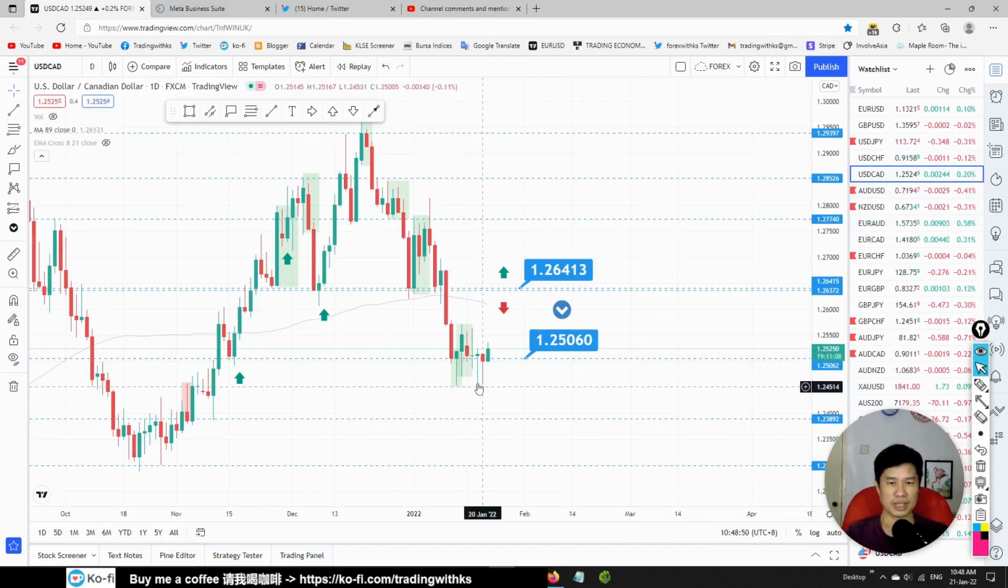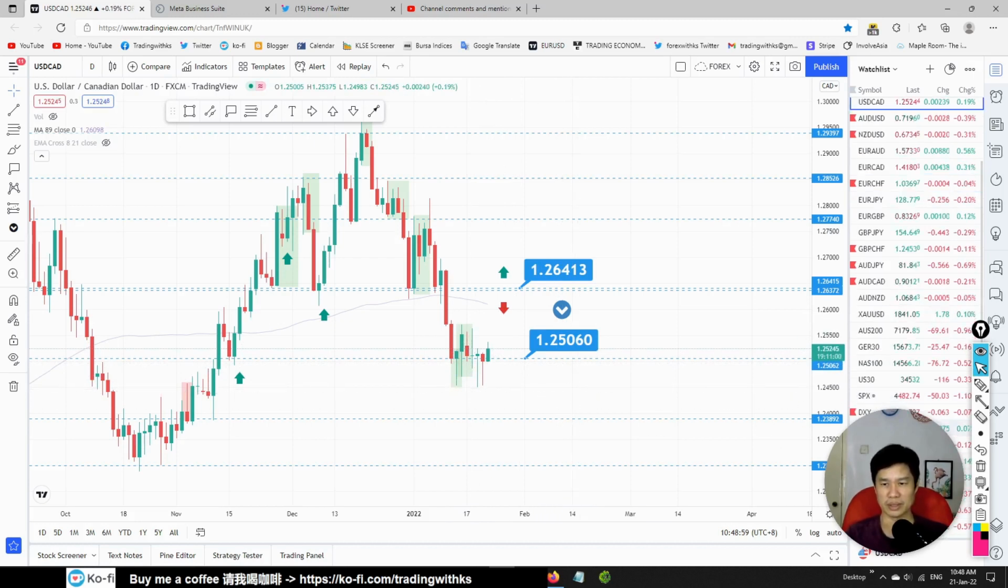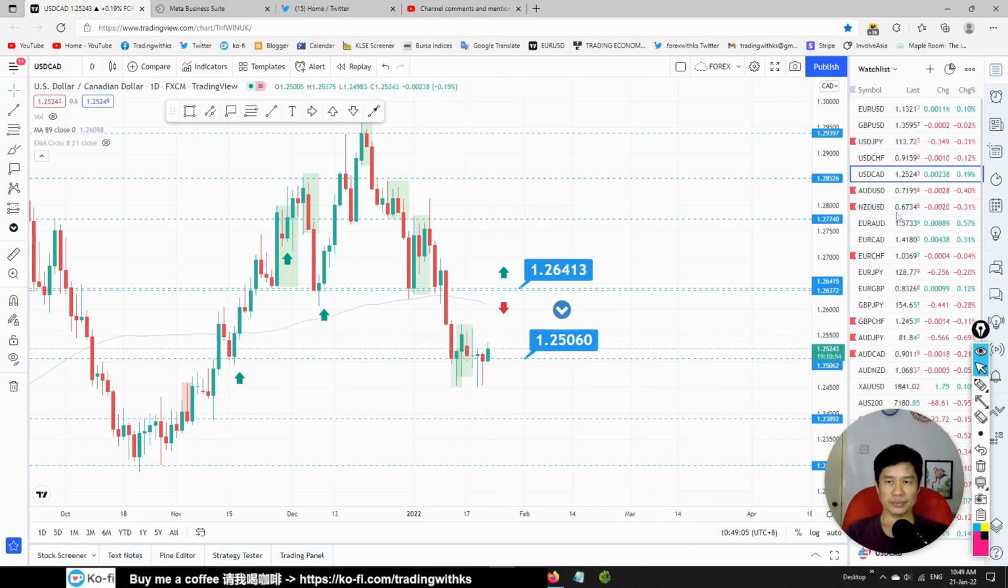USDCAD, also coming into sideways. Again, USD is strong, CAD is strong, right? USD is strong, CAD is strong. So this one, there's not too much to trade for now, because both currencies are strong.